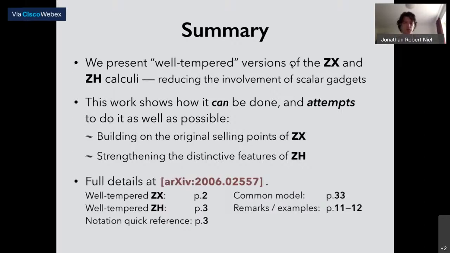The full details are there. Those are the most important pages of the paper. Pages 2, 3, and 33 if you read no others. 11 and 12 have some remarks you might find interesting.